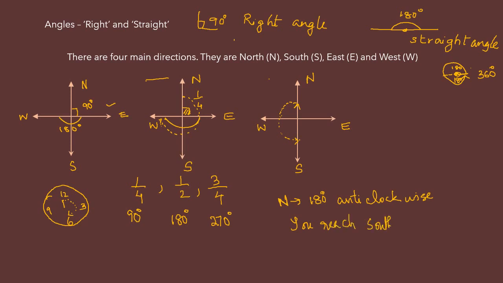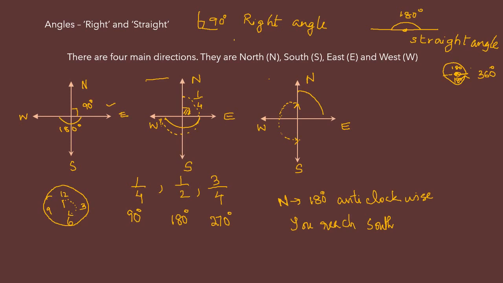Clear? You are reaching south direction. Now in a similar way, if I ask you from north, clockwise 180 degrees, if you rotate, similarly you are reaching south only. But from north, if I say 90 degrees clockwise, then you will be reaching east.